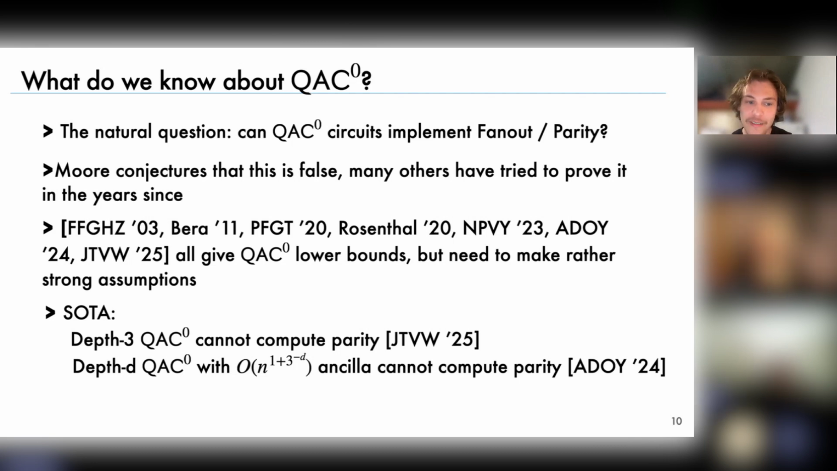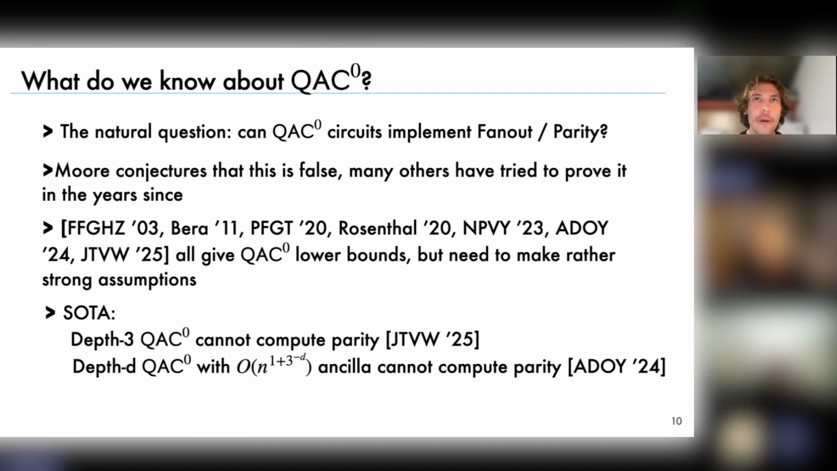Just so the depth 3 result is with any number of ancillas, like a polynomial number? Right. And then the other result is for any depth, but with a limited number of ancillas. I see. It's an unfair question, but do you know why it fails? Why can they use any ancillas at depth 3, but then they can't? Is there an easy, simple explanation of that? If not, it's okay.